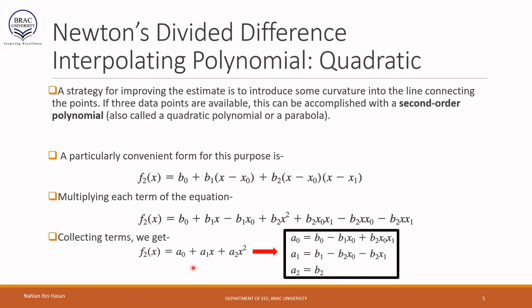So this is the fitted curve through the data points. For fitting this curve, we need to have at least 3 data points. Okay, at least 3 data points for fitting this.